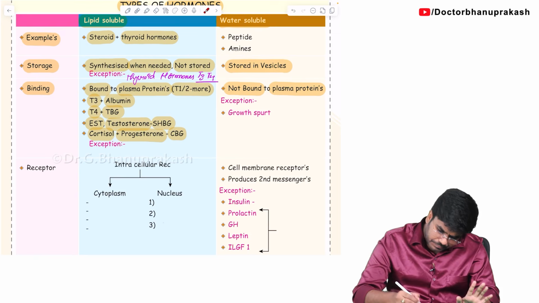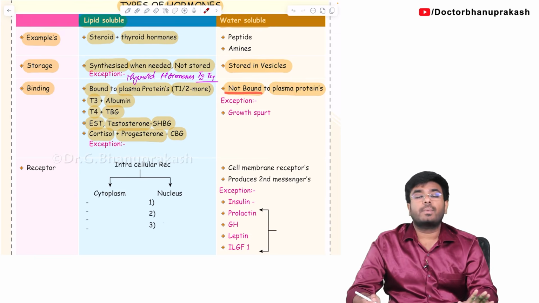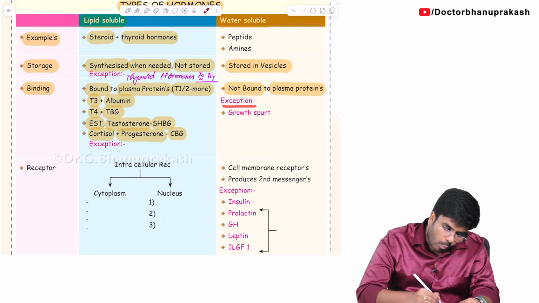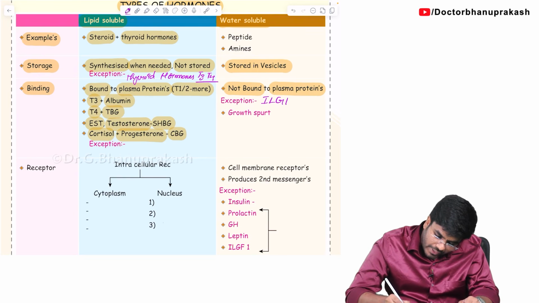But water soluble hormones usually do not bind. They are not going to bind with the plasma proteins. So definitely there will be exceptions in every case. So what is the exception? A water soluble hormone called insulin-like growth factor 1, also called somatomedin C.